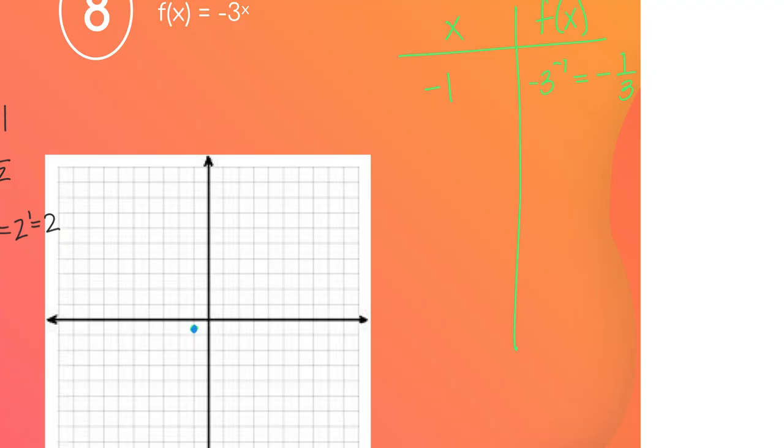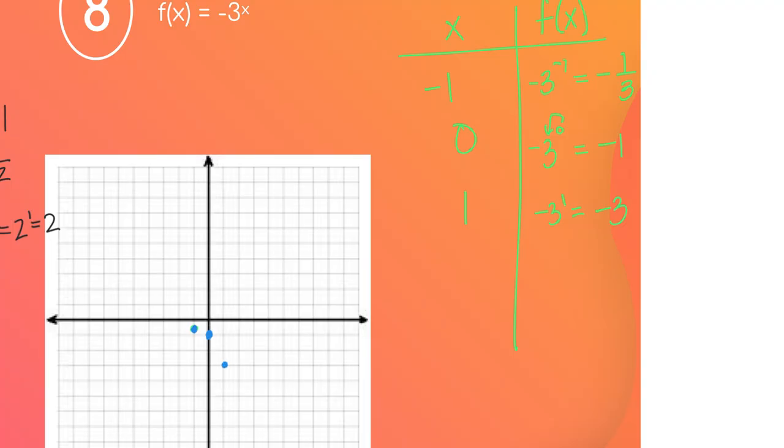Okay, let's go ahead and do 0. I have negative 3 to the power of 0. What am I going to get? 1. What kind of 1? Negative 1. Remember, the exponent is just going to the 3, not the negative. So at 0, I'm now going to have negative 1. And at positive 1, negative 3 to the power of 1, what am I going to get? Negative 3. 1, 2, 3.